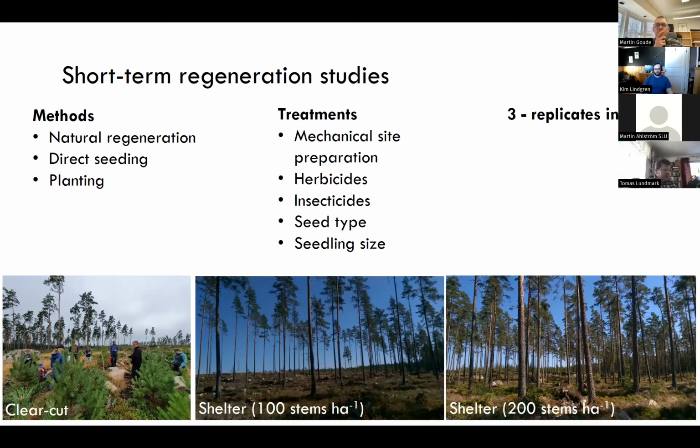So as I said, we have 3 replicates in time to account for the variation in weather. And what is important to mention is that all of the replicates are fenced. So actually browsing was not a part of the study, as it would probably affect the results quite a lot, or it could be that there would be no results at all. We don't know that.